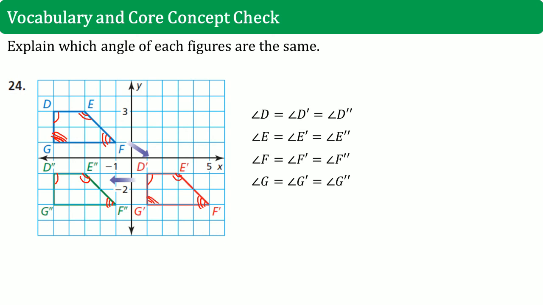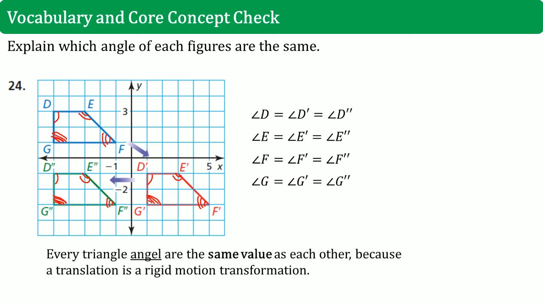Okay, why is that? Because every single shape's angles have the same value, because a translation is a rigid motion transformation, so it preserves the angle. There you go. Hopefully this video gives you better insight that during a translation or a composition of translations, you can tell that the lengths and the angles remain the same.